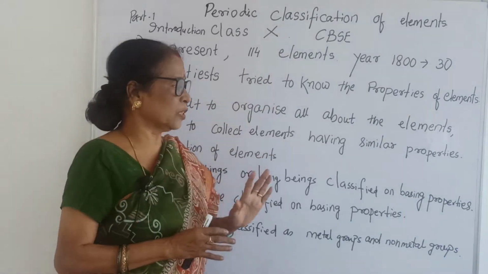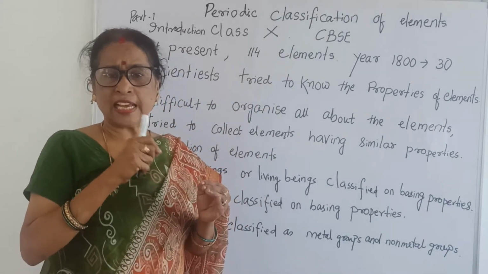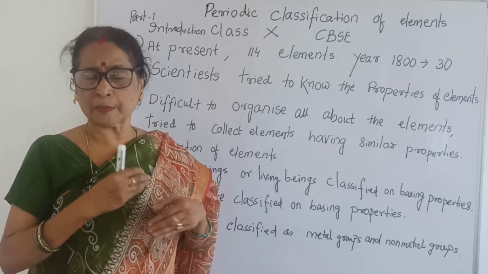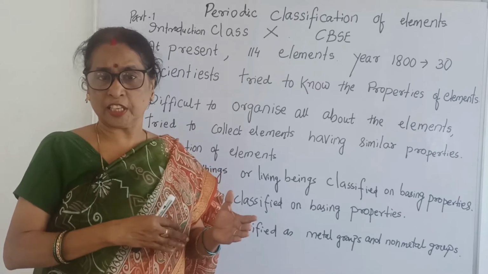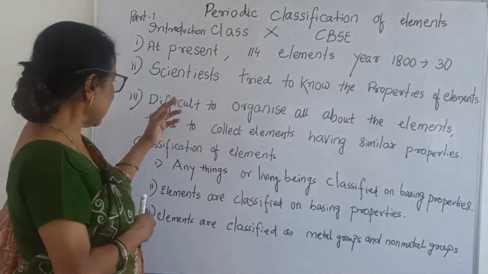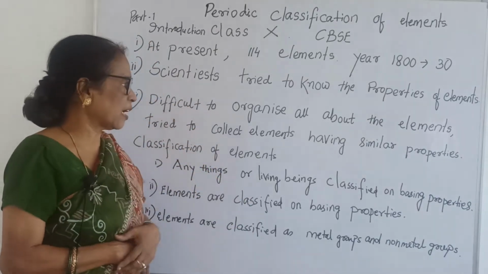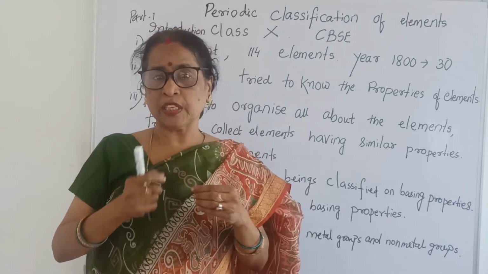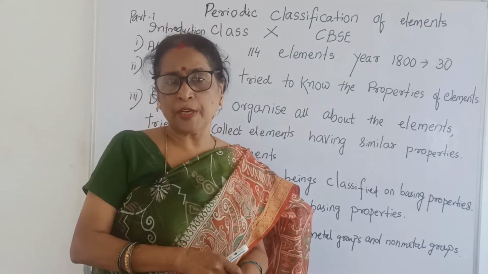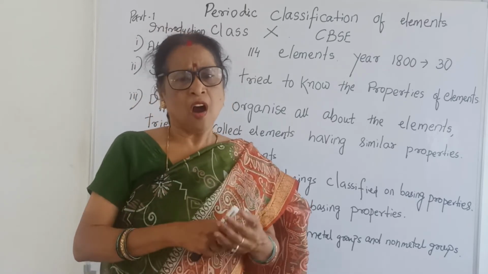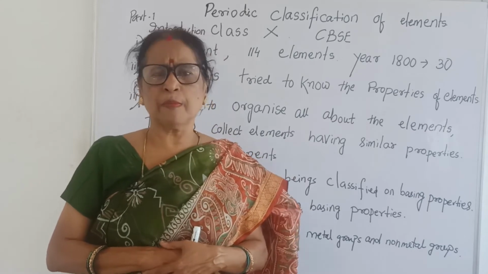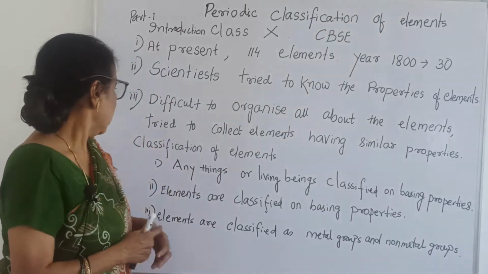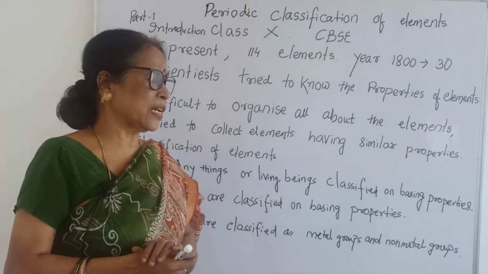Scientists try to know the properties of elements. When each element, each metal, each non-metal is discovered, after that their properties are studied. What are the physical and chemical properties? They found it difficult to organize all 114 elements. You see what is happening with hydrochloric acid, with heat, with water. All these properties are very difficult to remember, very difficult to know for each and every element. That is why they tried to collect elements that have similar properties.